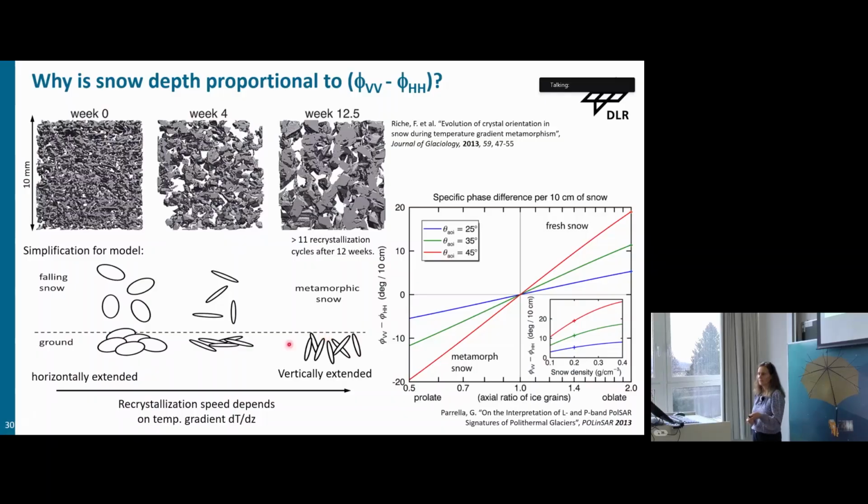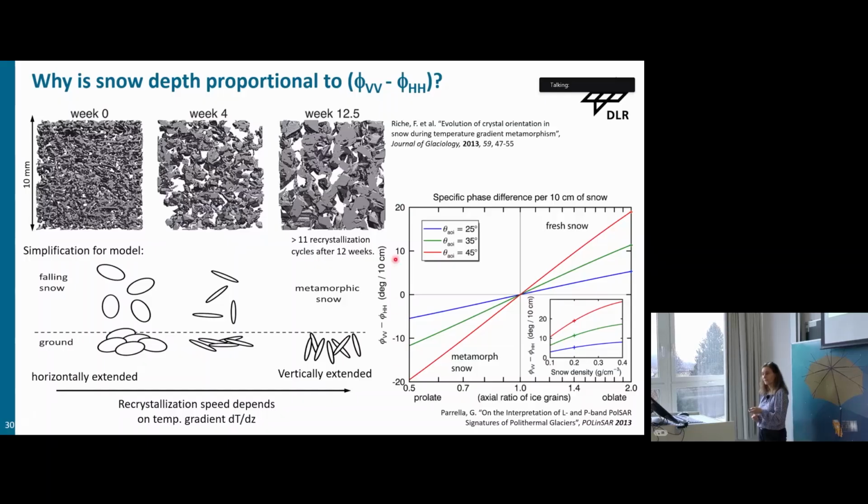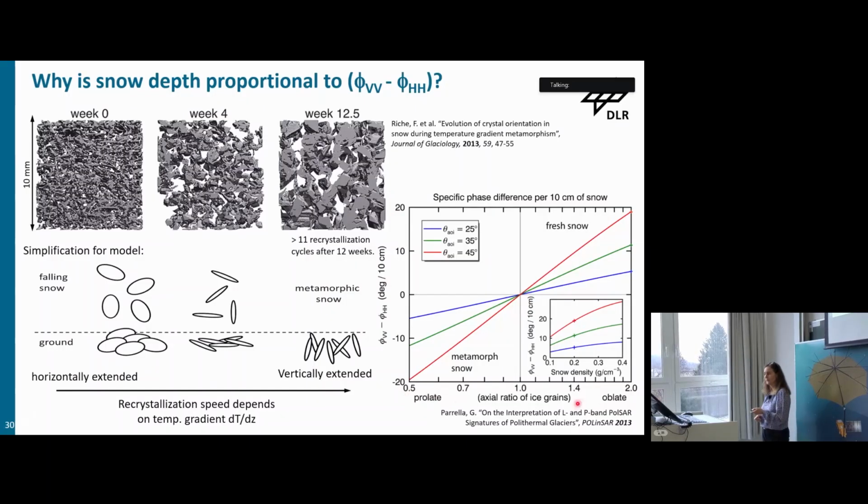In principle, they change from being horizontally oriented when they fly and attend to the ground, to something that is more vertically extended. So that's very interesting, and you can try to model this. In this graph here we have the HH-VV phase difference, and we try to model this structure from a prolate to an oblate, so actually changing the axis of the crystals.